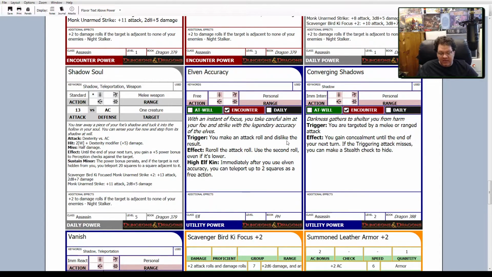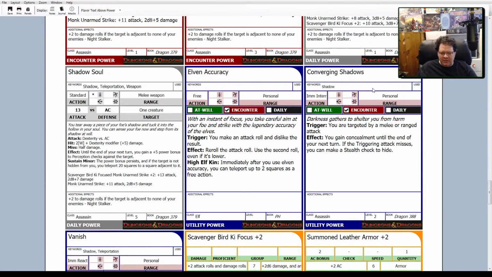You make an attack roll and dislike the results. You re-roll the attack roll, use the second roll even if it's lower, and because of High Elf Kin, I can teleport 2 squares as a free action as part of using Elven Accuracy. And that is an encounter power, so I can use that every encounter.